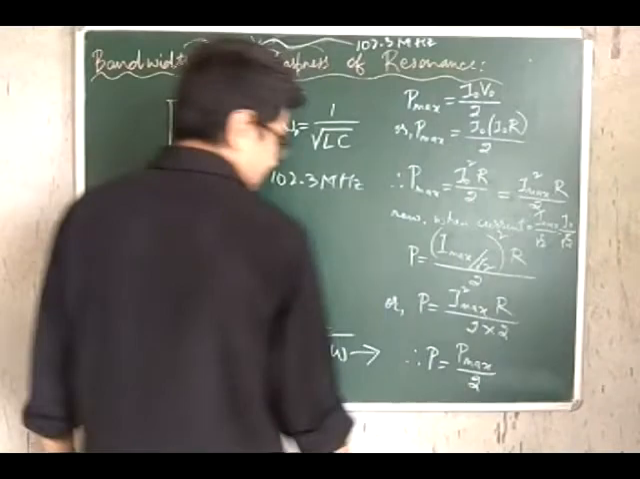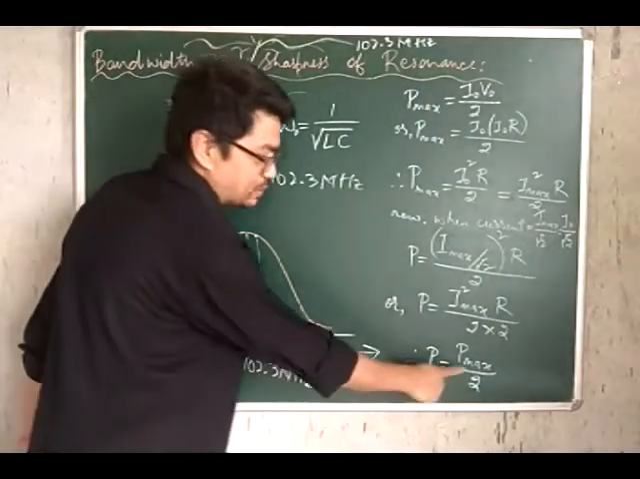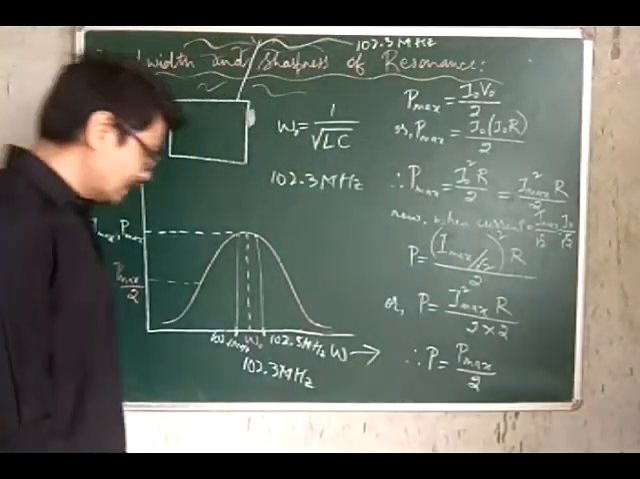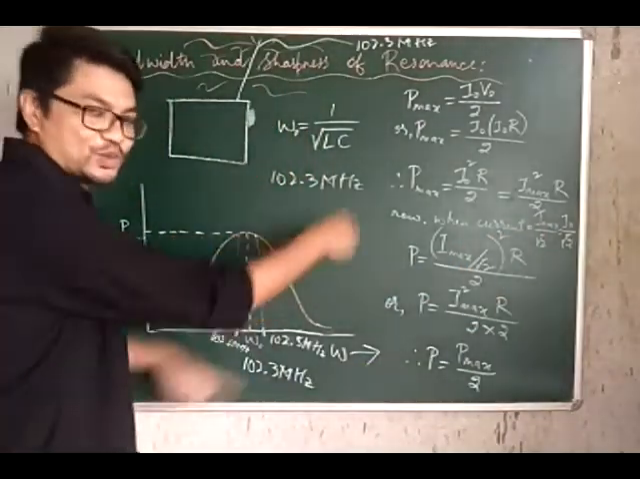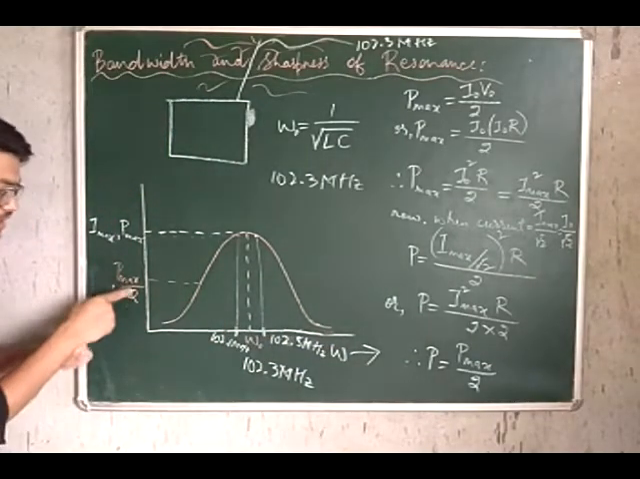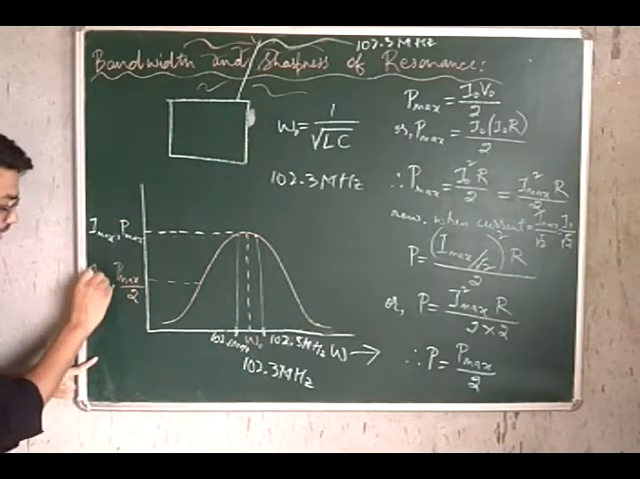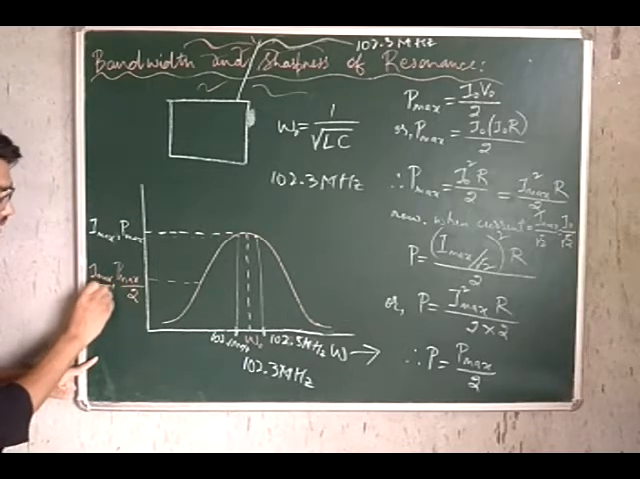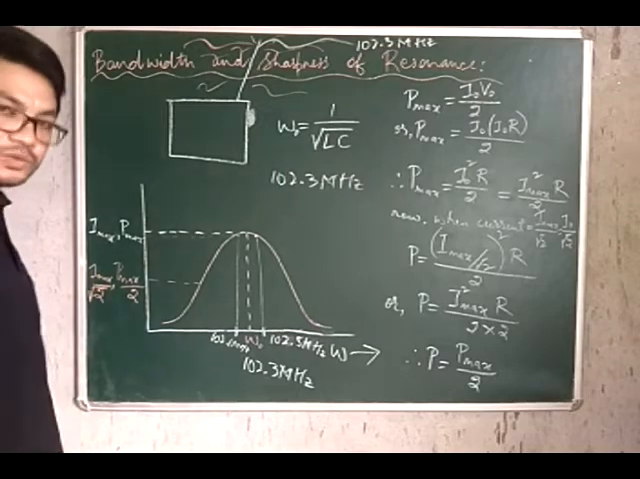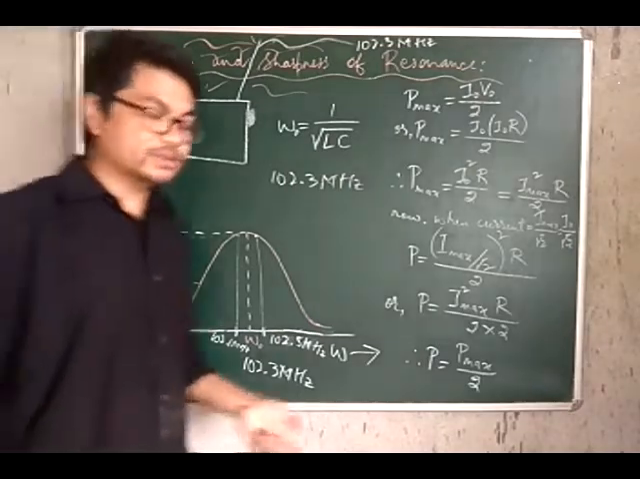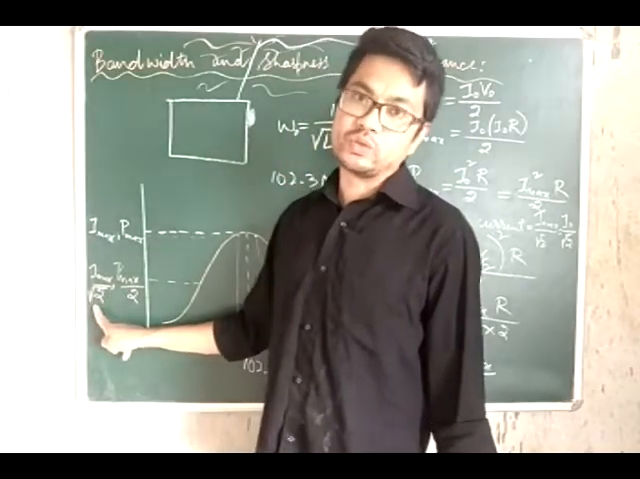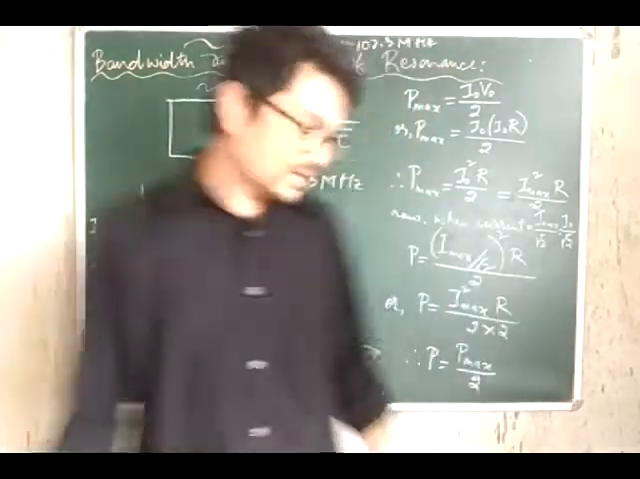Now, you can see the current corresponding to P max by 2 value of power is I max by root 2. So, this is where this calculation is important. So, the value of current corresponding to P max by 2 is I max by root 2, or I naught by root 2. So, people have defined any value of current greater than I max by root 2 is appreciable.